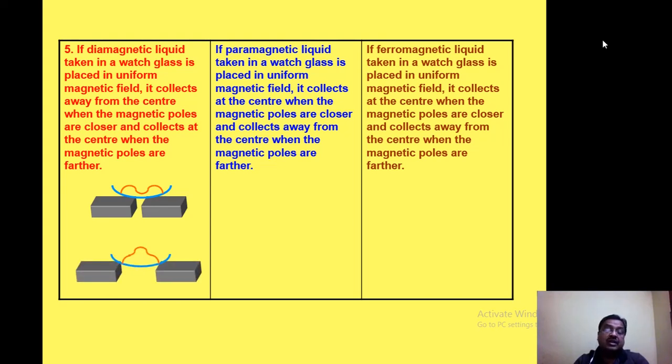When it is closer, what is the shape of the magnetic liquid? When it is farther, what is the shape of the magnetic liquid?